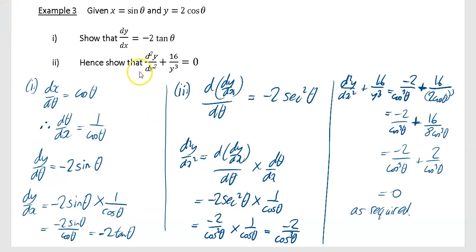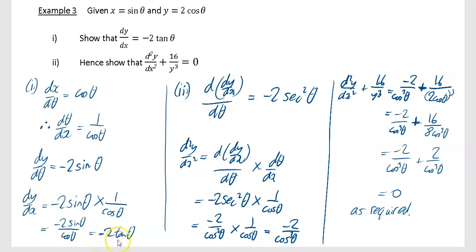Okay, for part 2 it says hence show that d2y by dx squared plus 16 over y cubed is equal to 0. So the first thing we've got to do is find this d2y by dx squared. To do that, I've just written down a formula. d2y by dx squared is equal to differentiating dy by dx with respect to theta, then multiplying by d theta by dx. So the first thing I'm going to do is differentiate dy by dx with respect to theta.